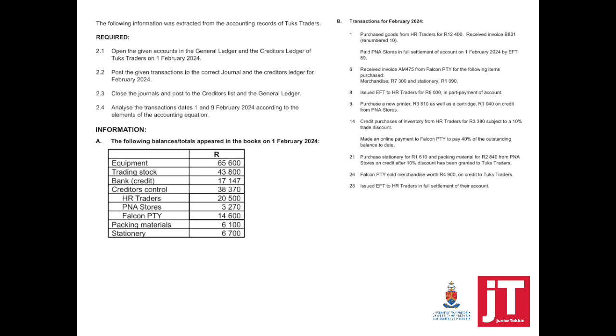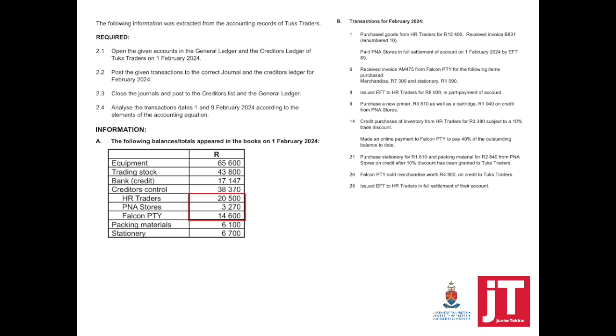If you look at information A, a reminder: when we have a transaction, we have to post it to the individual's account and the totals are posted to the control account. So if we've done this process correctly, it means that your creditors list, the list of outstanding balances, should equal the balance in the creditors control account.